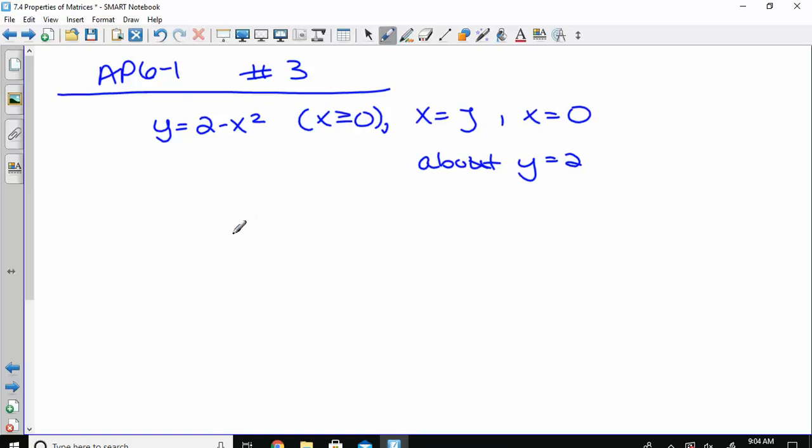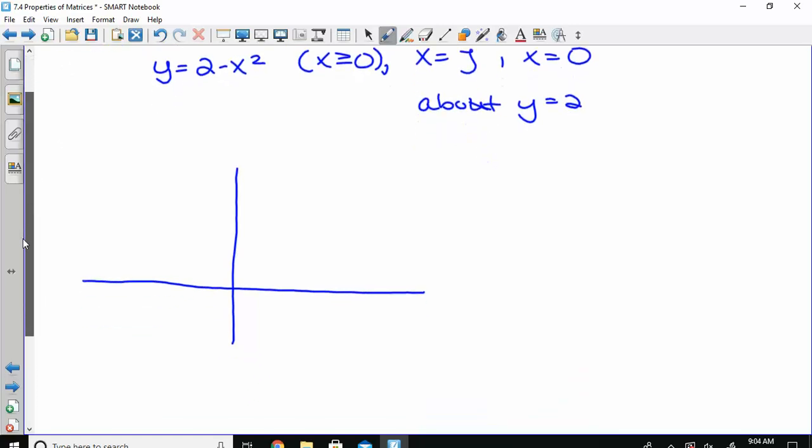So if I drew this picture, y equals 2 minus x squared, what's that? A parabola. If you plug in a 0, 2 minus 0 is 2. If you plug in a 1, 2 minus 1 squared is 1. Put in a negative 1, you would get the 1 as well. So it's this upside down parabola. But do I need the entire parabola?